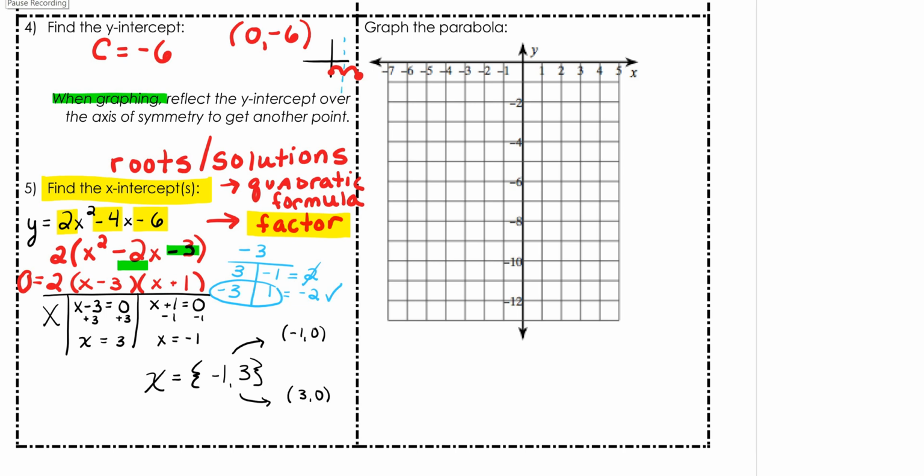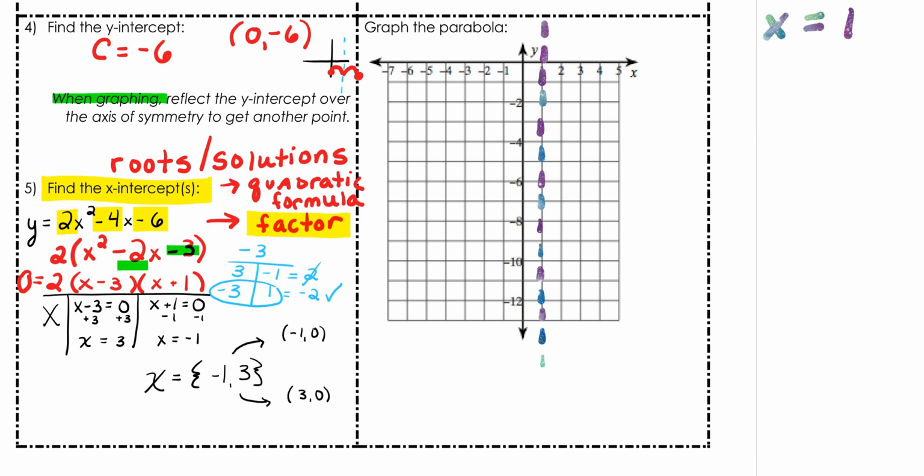Okay, so first thing we're going to do is graph our axis of symmetry. Now, we saw before our axis of symmetry is at x equals 1. It's a vertical line passing through 1 on the x-axis. So that's the first thing I'm going to graph. And I know that my parabola is going to have its vertex somewhere along this axis of symmetry.